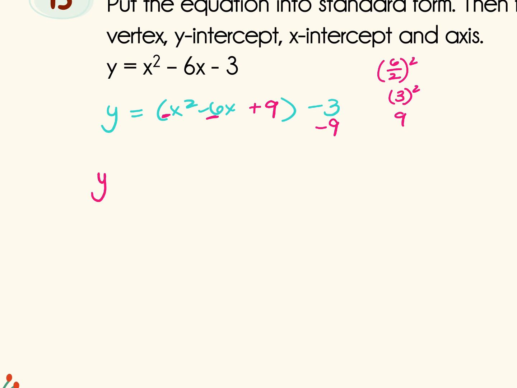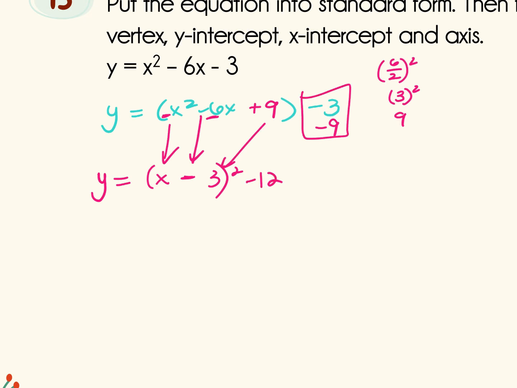So now I get y equals, I square root the first term. I square root the last term. I take the sign from the middle, put it in the parentheses and square it. And then -3 minus 9 is -12. Now my equation is in standard form.